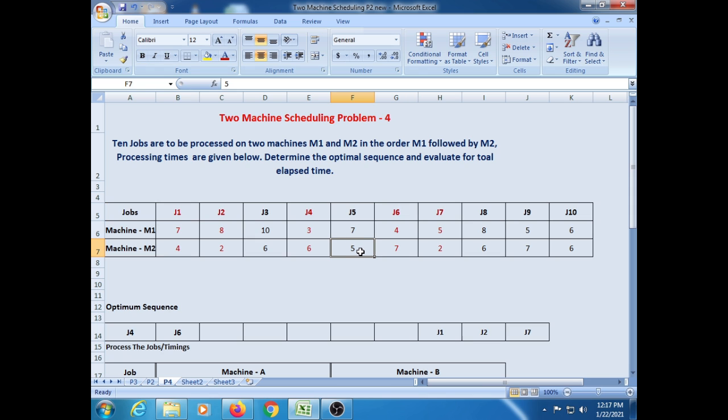So this processing time is relating to machine 2. So where do we have to place job 5? From right to left we have to place. Very simple. And next we have to place job 9. This processing time is relating to machine 1, that's why we have to place the job from left to right, that is job 9 we have to place here.